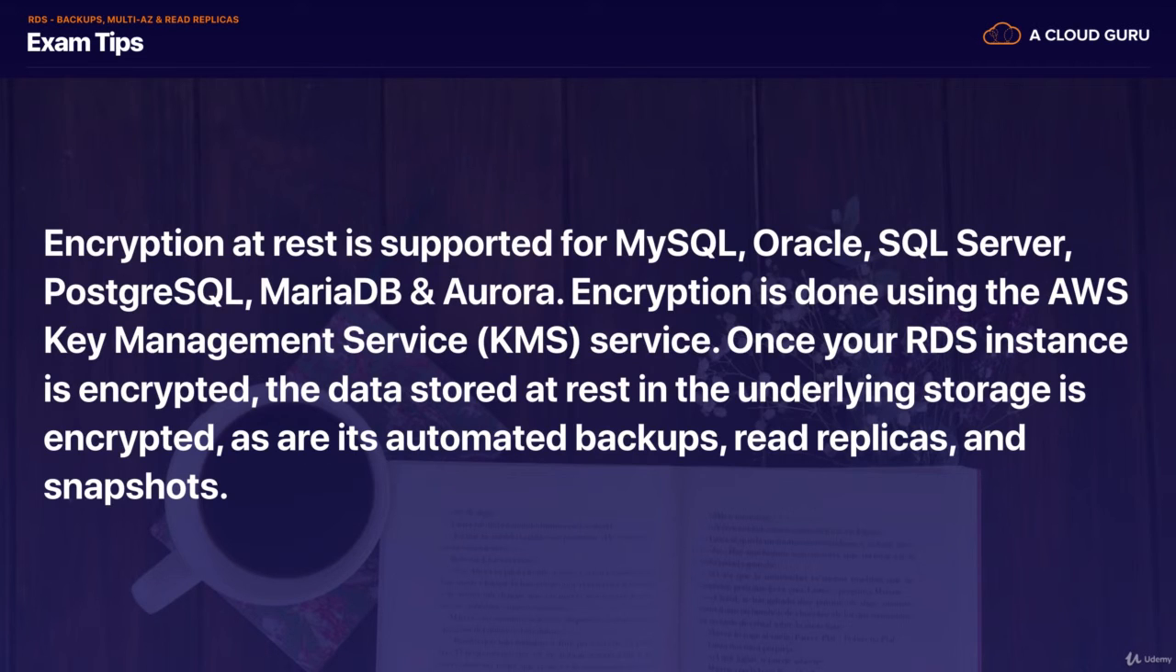And then finally, just remember that encryption is supported for MySQL, Oracle, SQL Server, PostgreSQL, MariaDB, and Aurora, so it's encrypted for all 6 of the engines. Encryption is done using the AWS KMS service, and once your RDS instance is encrypted, the data stored at rest in the underlying storage is encrypted, as are automated backups, read replicas, and snapshots.